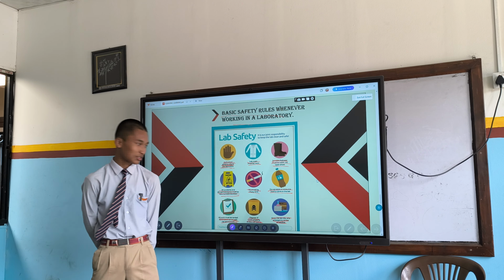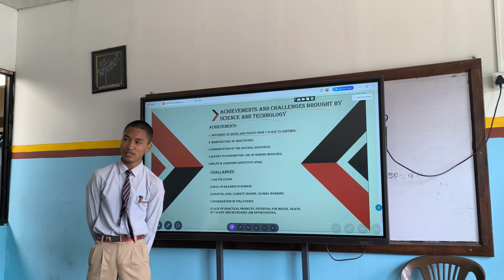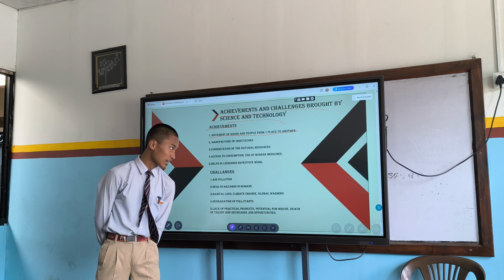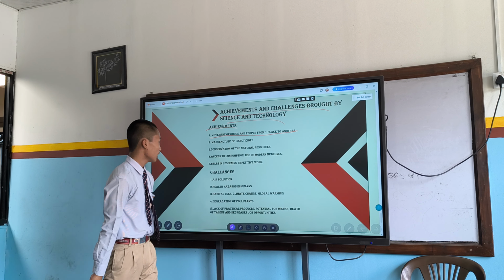Achievements and challenges brought by science and technology. These are the achievements and challenges brought by science and technology on human movement of goods and people from one place to another. Because of science and technology, it has been easier to move goods from one place to another with the help of transportation like cars, trucks, etc.